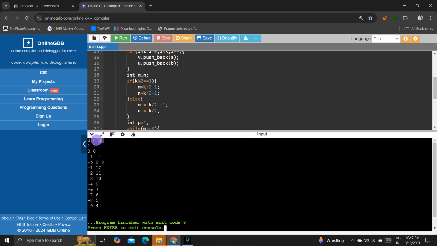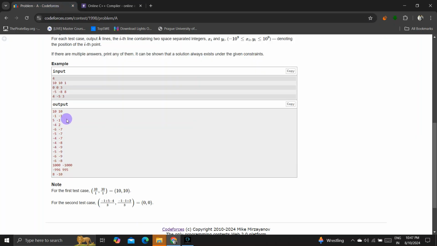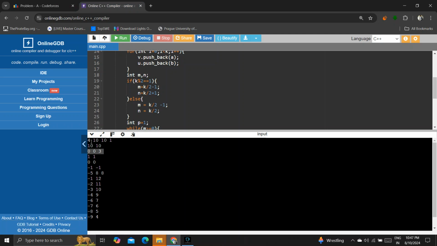Okay, so see, the first example was 4, 10, 10, 1. For 10, 10, 1, what is our answer? 10 and 10. Okay, because 10 divided by 1 would be 10 for the x coordinate, and 10 divided by 1 would be 10 for the y coordinate. Okay, then our second example was 0, 0, 3.